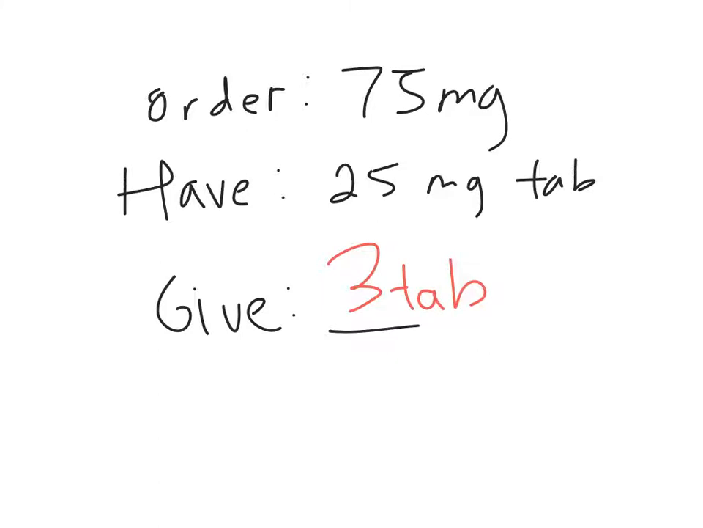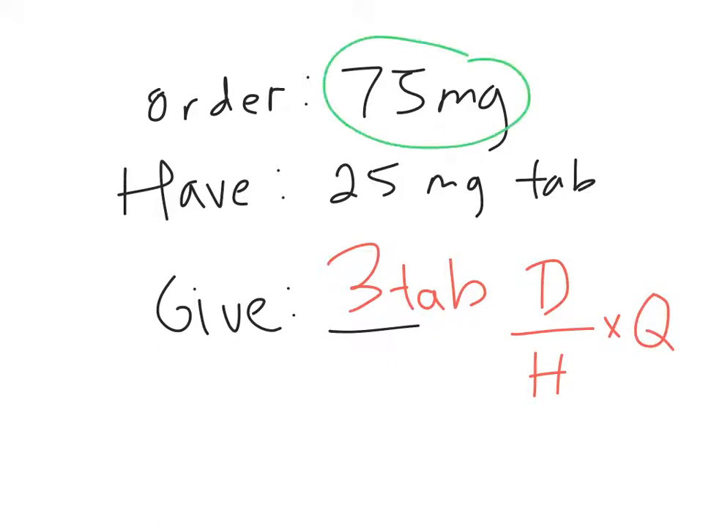What we did last week is we also introduced the formula that we can follow for all dosage calculations. It looks like this: D divided by H times Q. Keep in mind, D stands for the dosage that's been ordered, so that's going to be our 75 milligrams. H stands for the dosage that we have, the dose on hand if you want to look at it that way, that's our 25 milligrams. That's going to go right there.